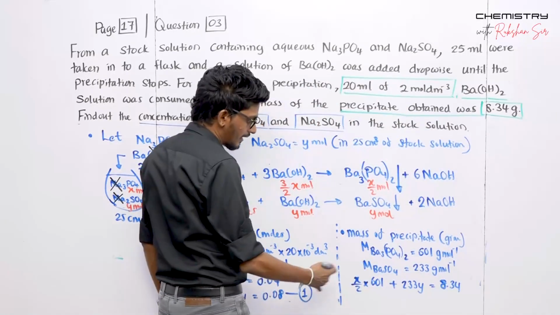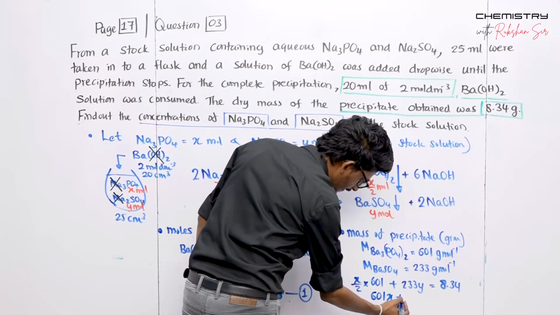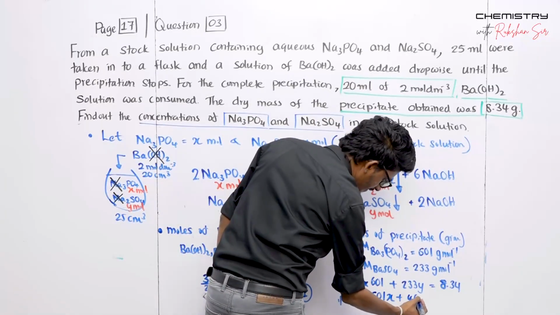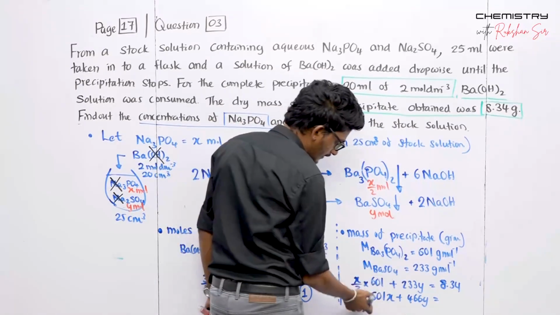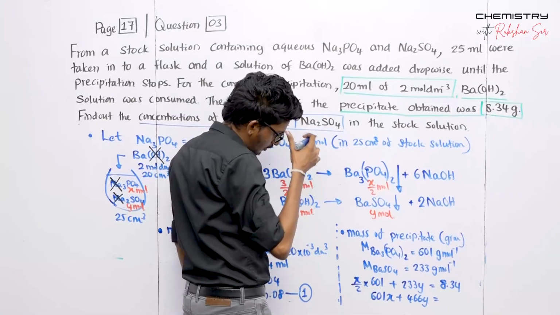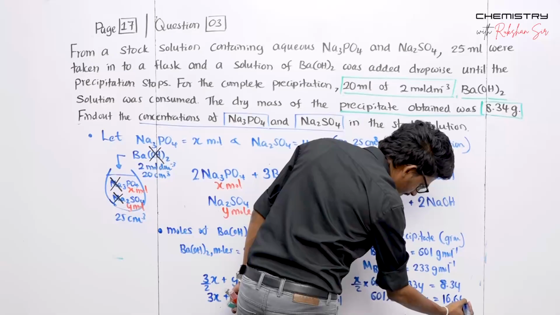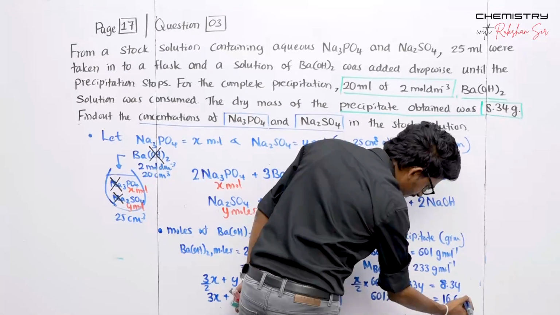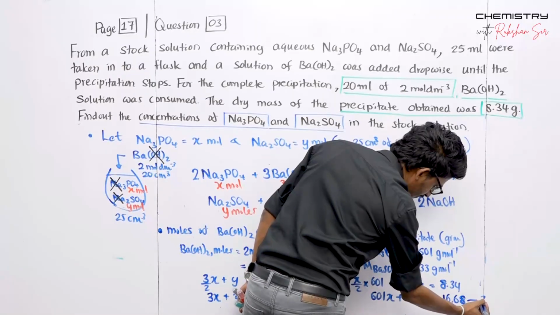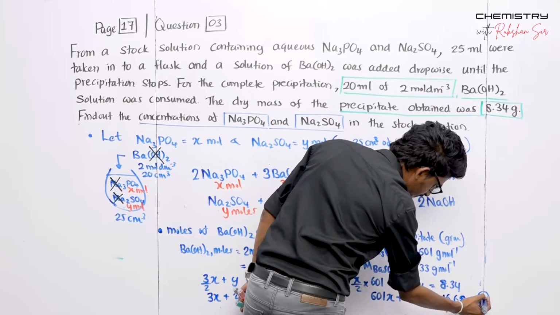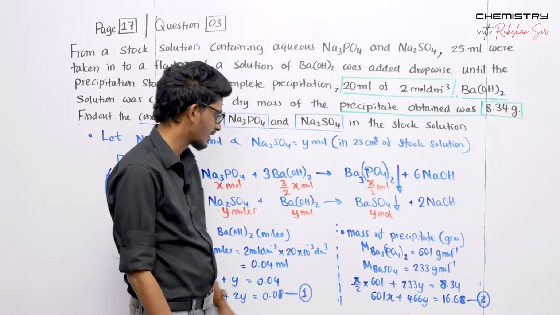If you are to come up with the linear form, it could be written as 601x plus 466y, that is equal to, multiply by 2, right? To come up with the linear form. So that will give you 16.68. That is equation number 2. So two simultaneous equations are done.